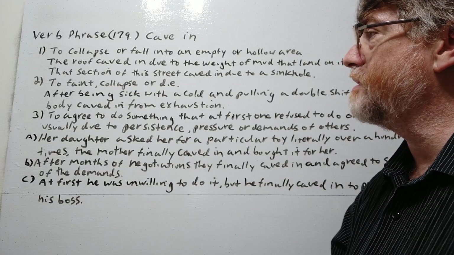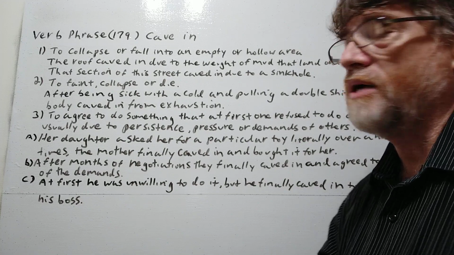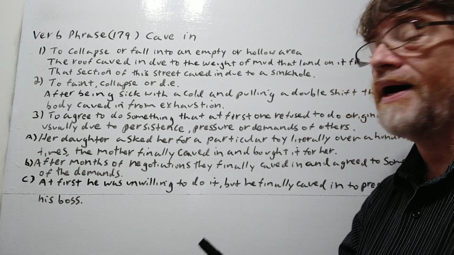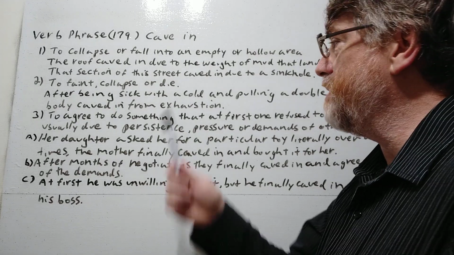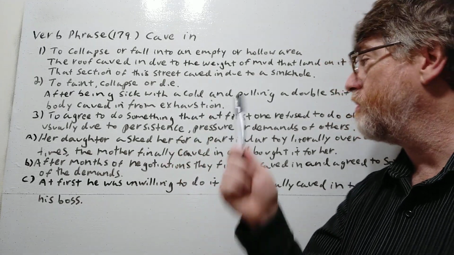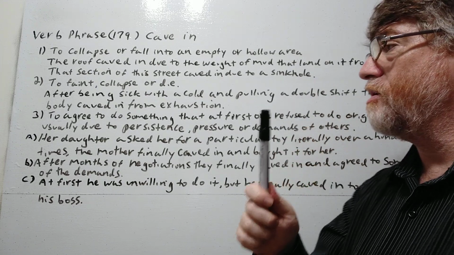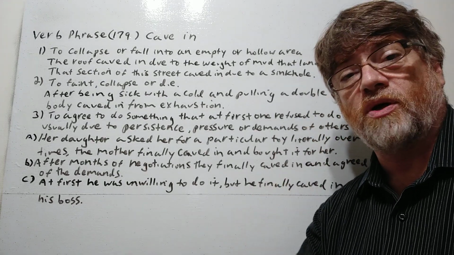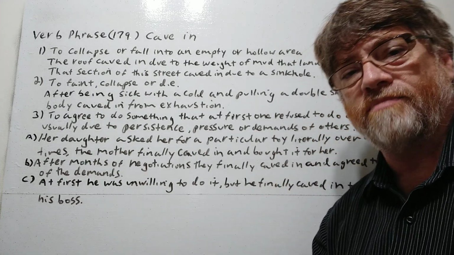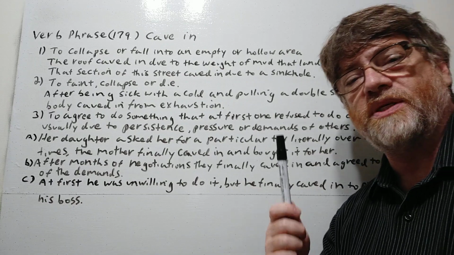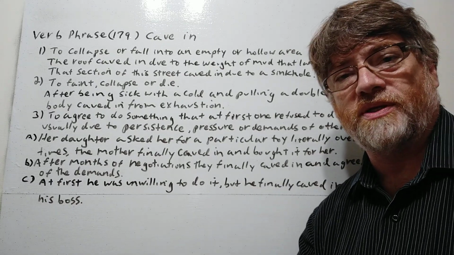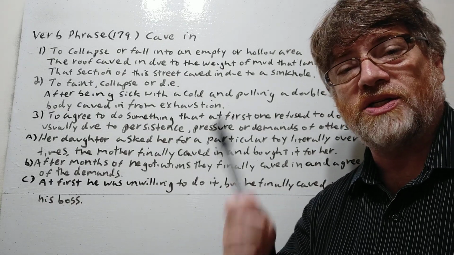Let's look at the second meaning here. To faint, collapse, or die. After being sick with a cold and pulling a double shift, that nurse's body caved in from exhaustion. This one probably means she fainted. She collapsed. Maybe she was sick, and maybe she overexhausted her body, and it just gave way.